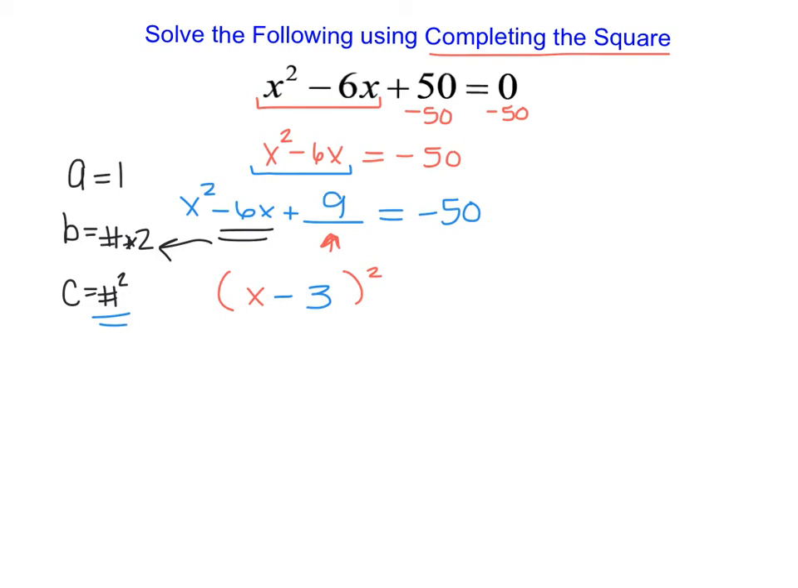So if I add 9 onto the left-hand side of the equation, I can create a perfect square trinomial over there. However, if I add 9 to the left-hand side of the equation, I also need to add 9 to the right-hand side of the equation.